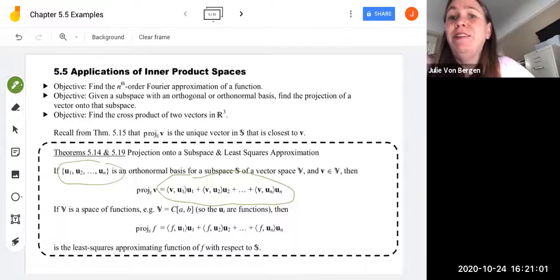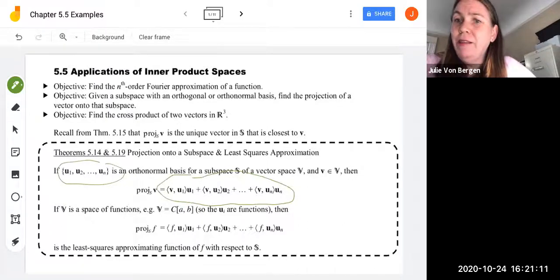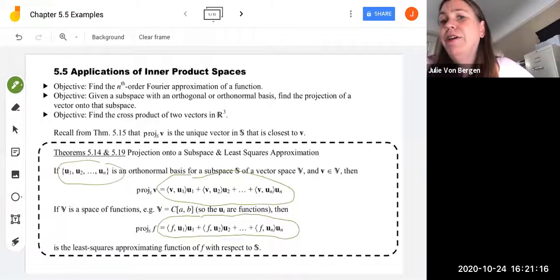If vector space V is a space of functions, for example, V is the continuous functions on the interval [a, b], so that the ui are functions, then we can say the projection of the function f onto S is the function inner product of f with u1 multiplied by u1, plus the function inner product with u2 multiplied by u2, all the way through the function inner product with un multiplied by the function un. And so this is the least squares approximating function of f with respect to S.